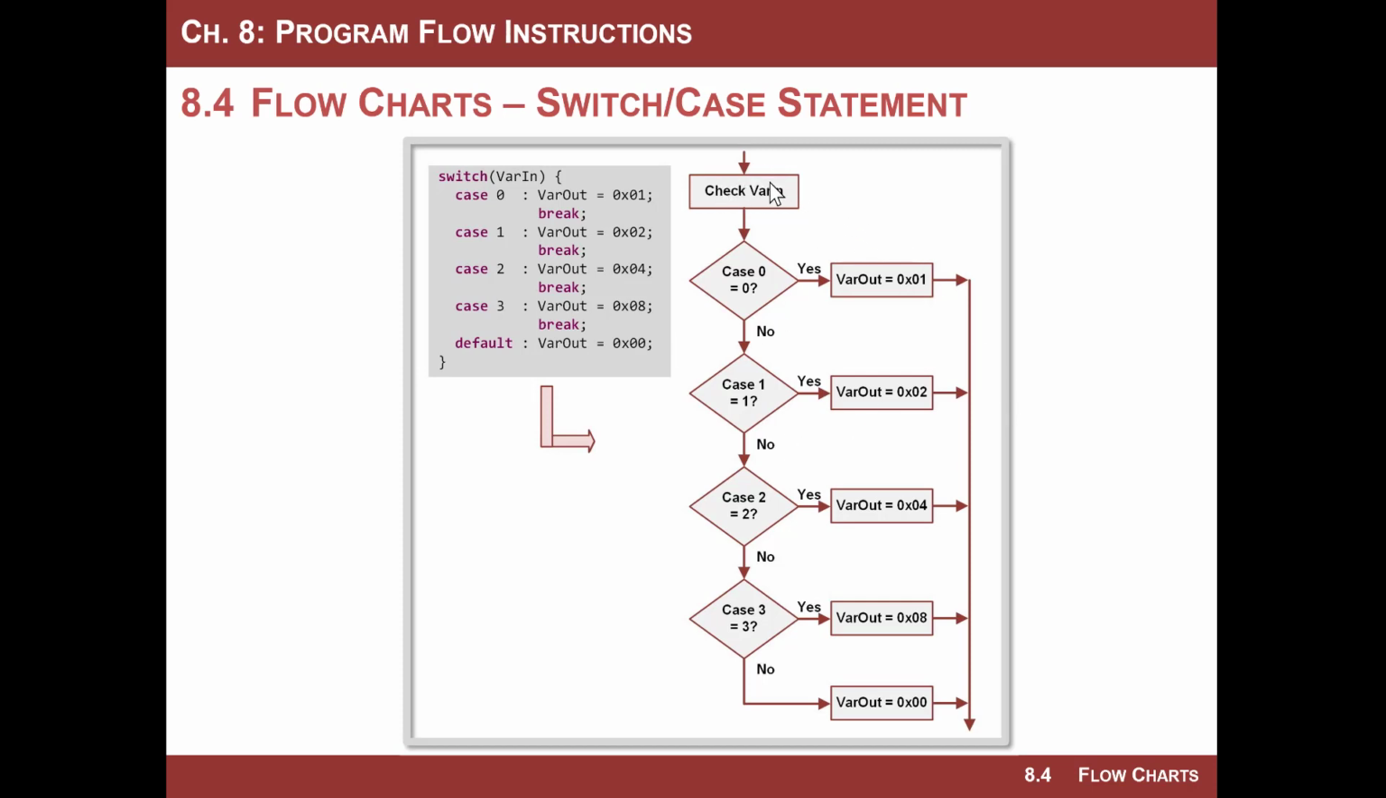You have a process that says check var in, and then you have these decisions that say, is var in case 0? Or is it case 1? Or is it case 2? Or is it case 3? And if it's yes, make that assignment, and then you're done. If it's not, go down and check whether it's 1. If it is, go over here, make that assignment, and you're done. If it's not 1, go to 2. If yes, make the assignment and you're done, or no, go to case 3. Same thing, make this assignment, and then you're done. Or this would be the default case.